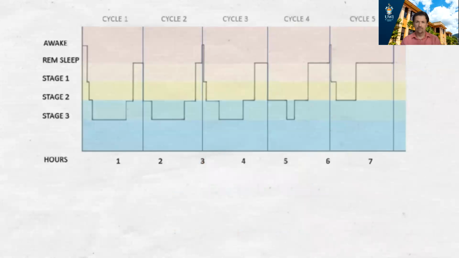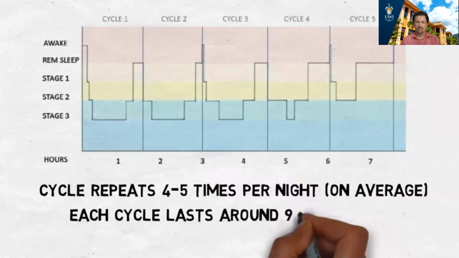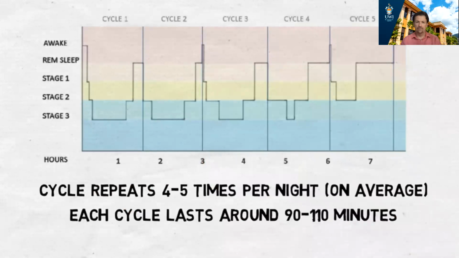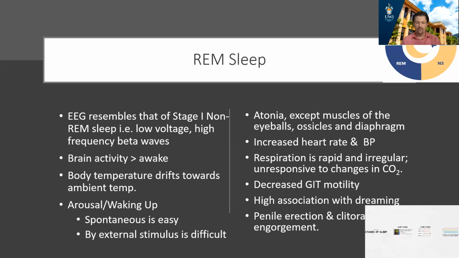After REM sleep, the person will sometimes awaken briefly, but then will move through the sleep stages again in order. Most people will repeat this cycle 4 to 5 times a night, with each cycle lasting about 90 to 110 minutes. So that just summarizes the stages of sleep.